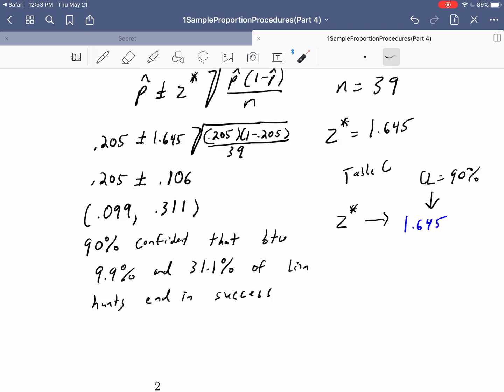In our next video, we'll be changing gears and moving away from one sample proportion procedures and talking about how to do this with two samples of categorical data.